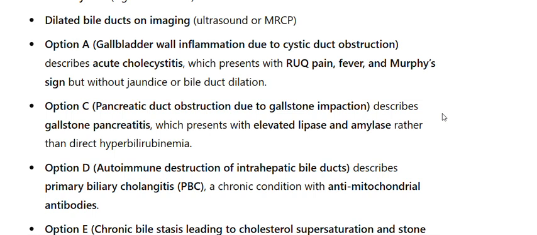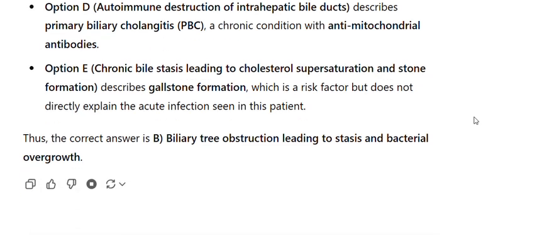rather than direct hyperbilirubinemia. Option D, autoimmune destruction of intrahepatic bile ducts, describes primary biliary cholangitis, PBC, a chronic condition with anti-mitochondrial antibodies. Option E, chronic bile stasis leading to cholesterol supersaturation and stone formation, describes gallstone formation, which is a risk factor, but does not directly explain the acute infection seen in this patient. Thus, the correct answer is B, biliary tree obstruction leading to stasis and bacterial overgrowth.